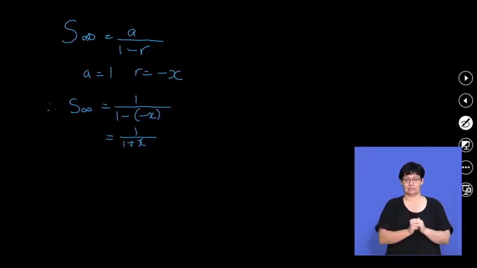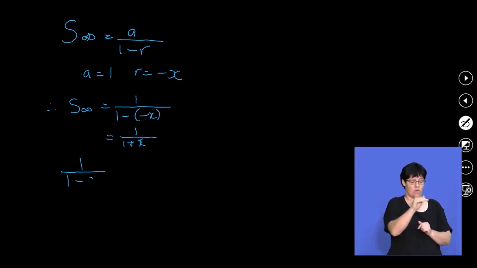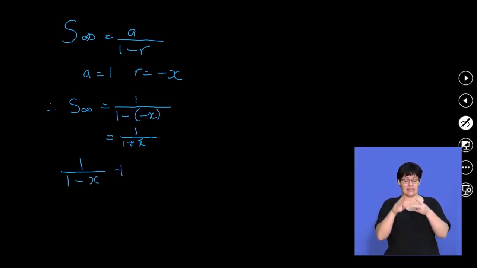Okay, so the last part of the question is to now find the values of x for which those two series, or the two sums to infinity, add up to 8. So that's what we're going to do next. So we're going to take the two sums to infinity and add them together. We have the first sum to infinity was 1 over 1 minus x, and the second is 1 over 1 plus x. And we're going to make that equal to 8. And now we're going to solve for x.